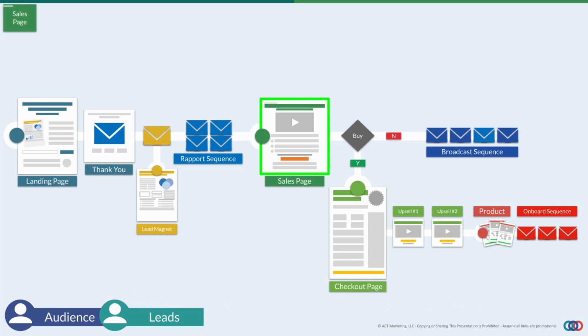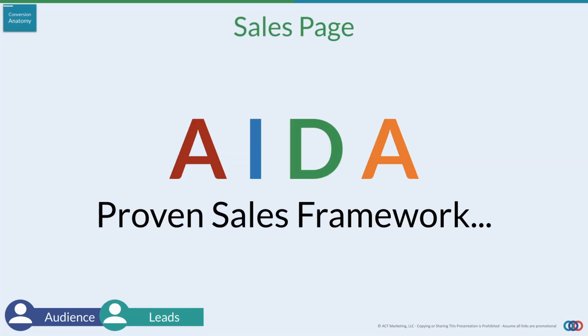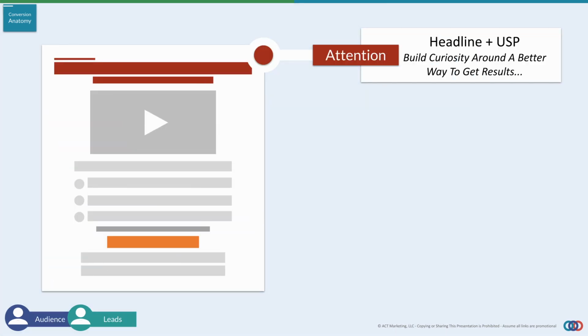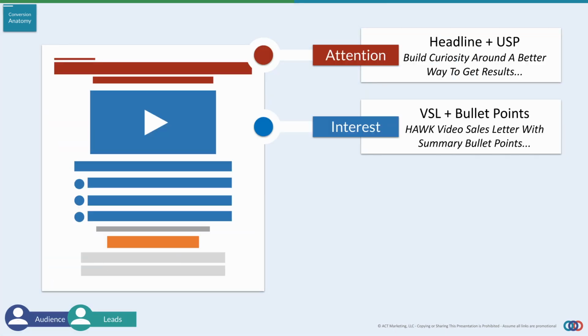So for our sales page, we're going to be using the ADA framework, which hopefully you're also using on your landing pages. So we're going to grab attention with our headline. We will build interest with a short form video sales letter using the Hawk formula. More on that in a moment. Then we're going to, of course, continue to build interest with 3 or 5 bullet points because odd number bullet points seem to convert better for some reason.